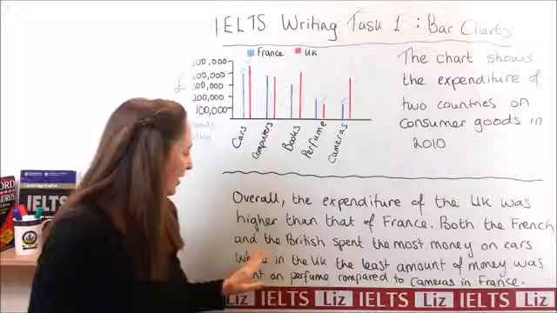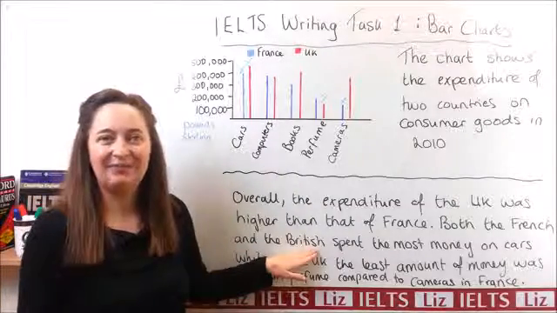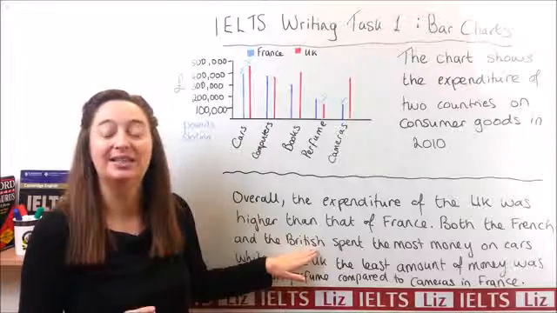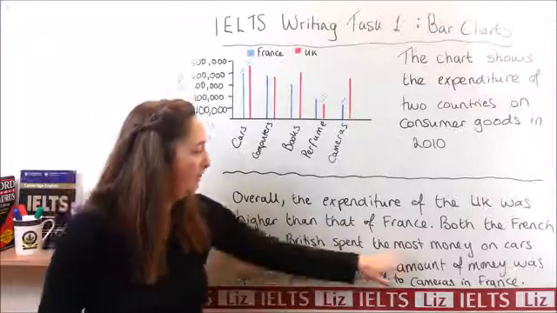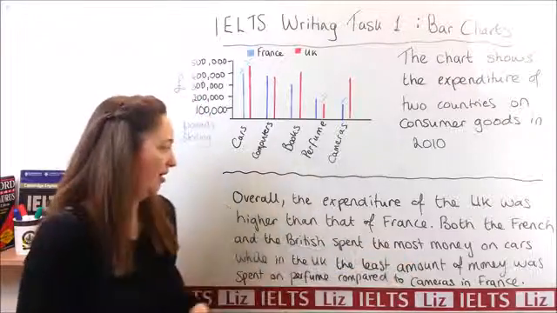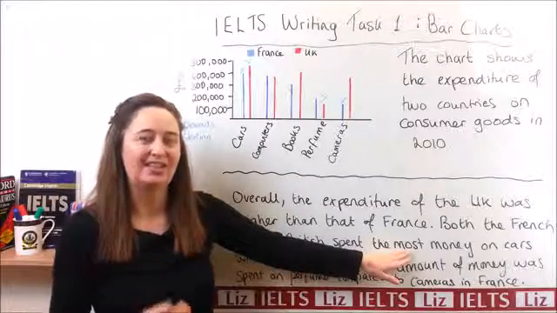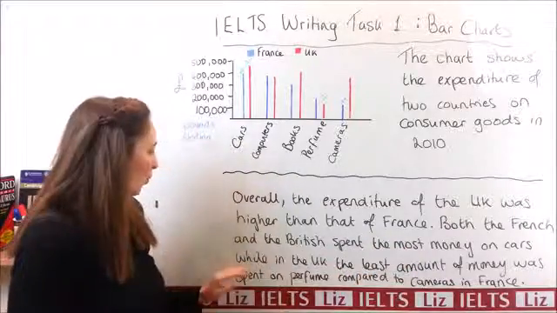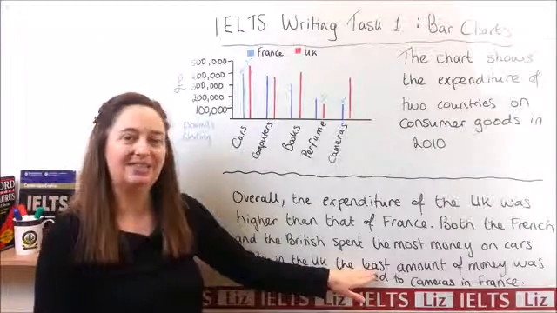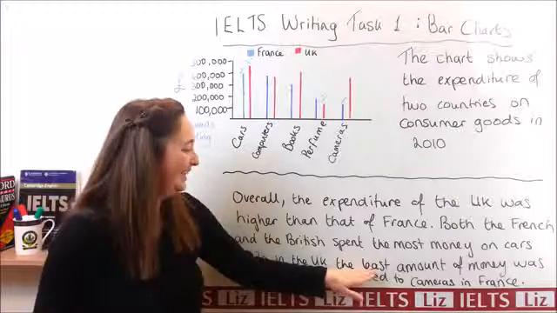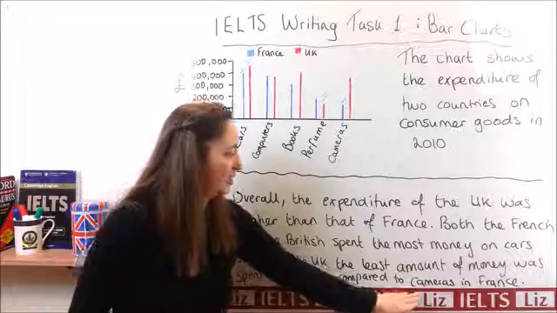We've got both the French and the British. So here I've changed it. Instead of giving the name of the country, I'm using the nationality. Both the French and the British spent the most money on cars. And here we've got a superlative, so the highest, the most. While in the UK, the least, again this is a superlative, the least amount of money was spent on perfume compared to cameras in France.